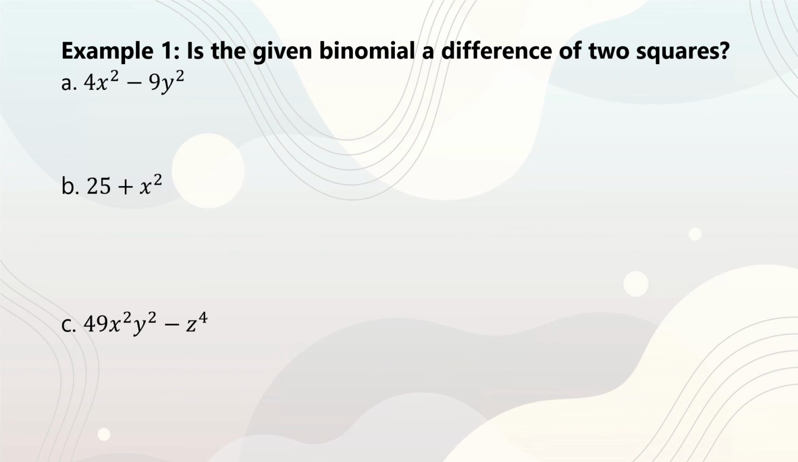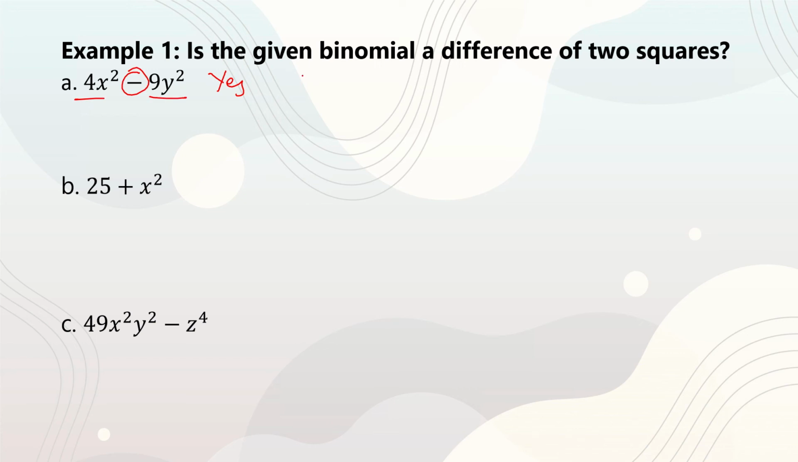Now, let's try to apply. So, we have here example 1. Let's begin by identifying first whether we can apply DOTS as a method. So in A, we have 4x squared minus 9y squared. Yes or no? And the answer is yes. First, minus. Second, two terms.